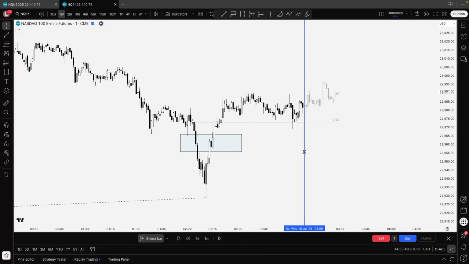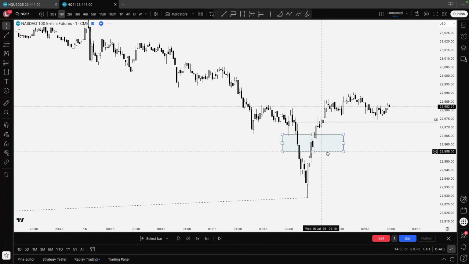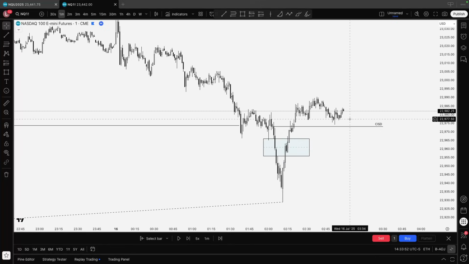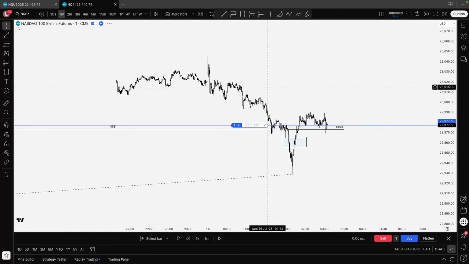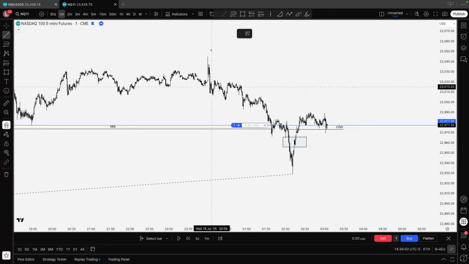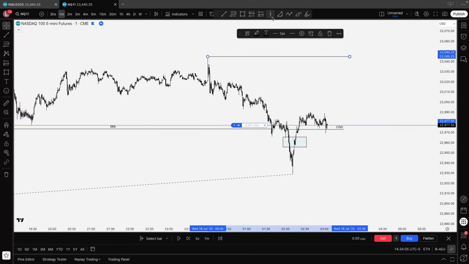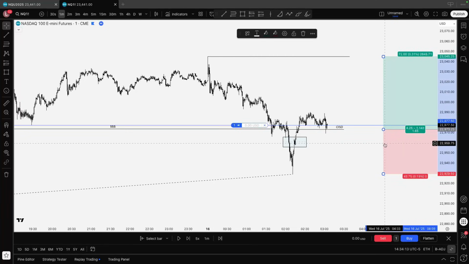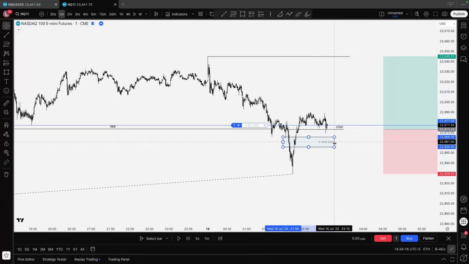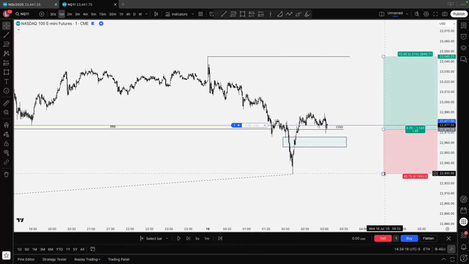Let's just do this. So we come down. All right, we enter here. And we would be targeting this high here, going long. So that's our entry. This is pretty decent risk. If you wanted to, yeah, it's pretty good risk reward.